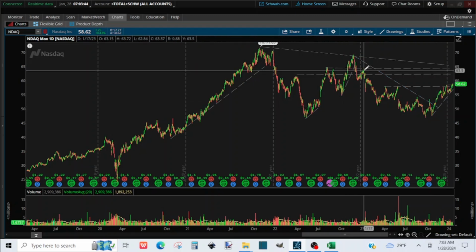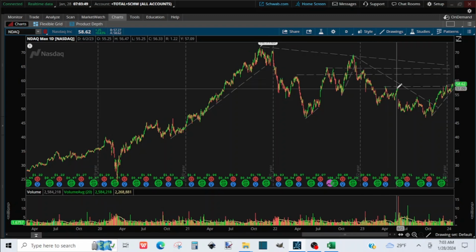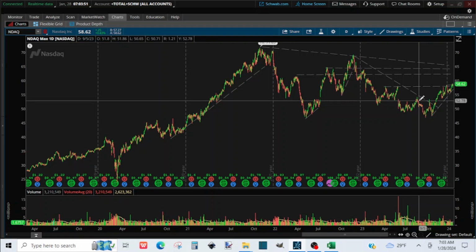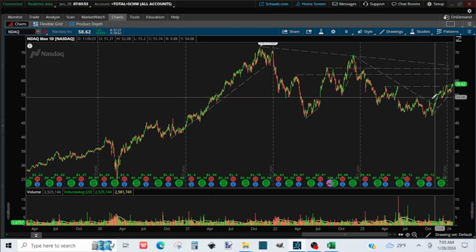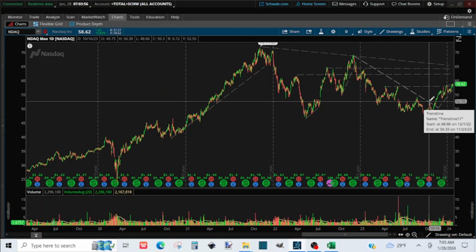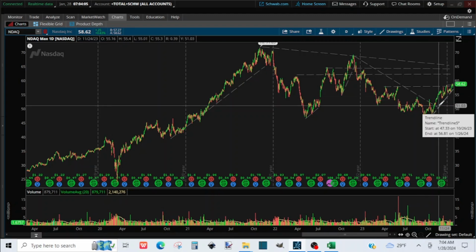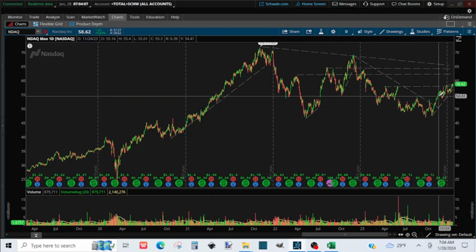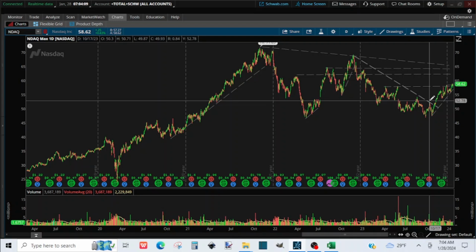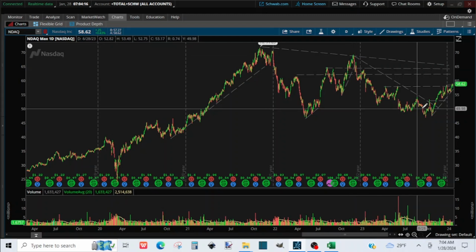So we have a lower high. This high is lower than this one. This one is lower than this one. So this one is lower than this one. So it broke that trend line somewhere here when it surpassed this trend line. It broke the downtrend from this peak.